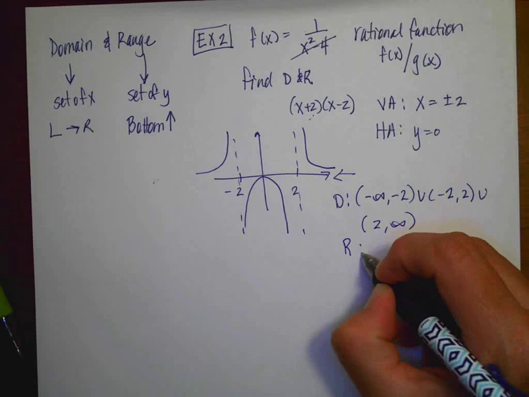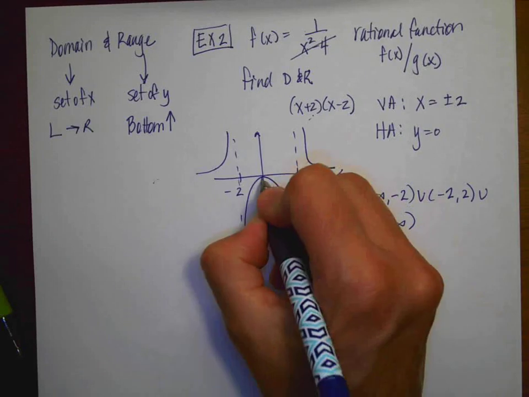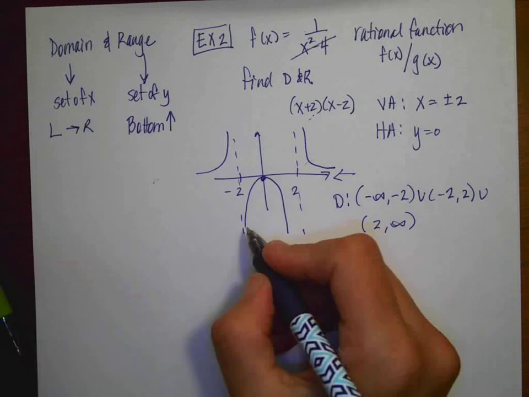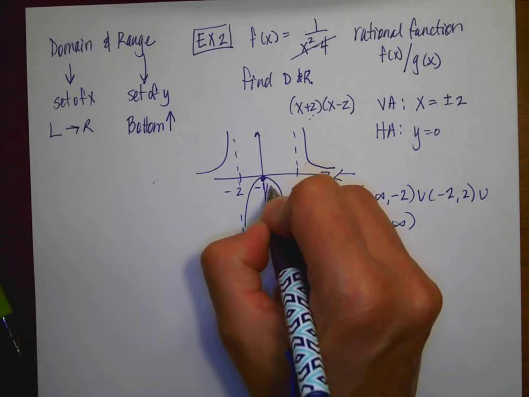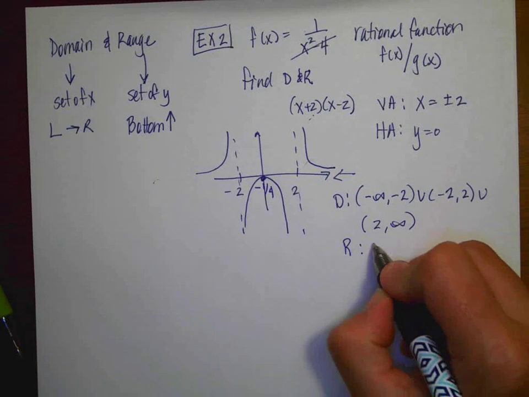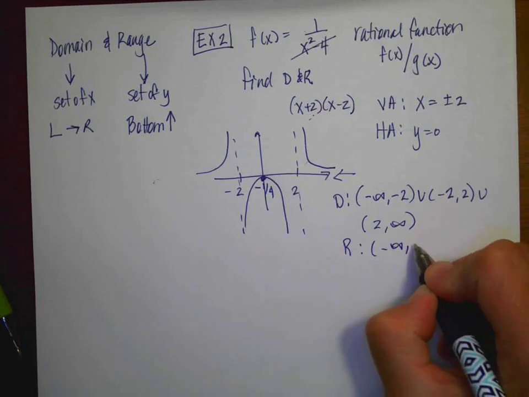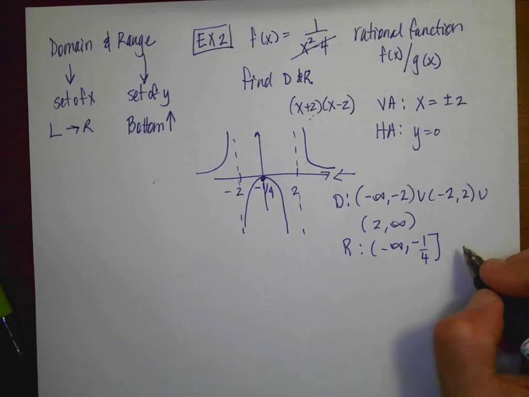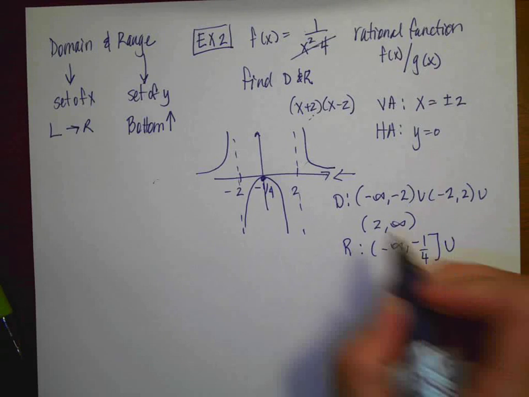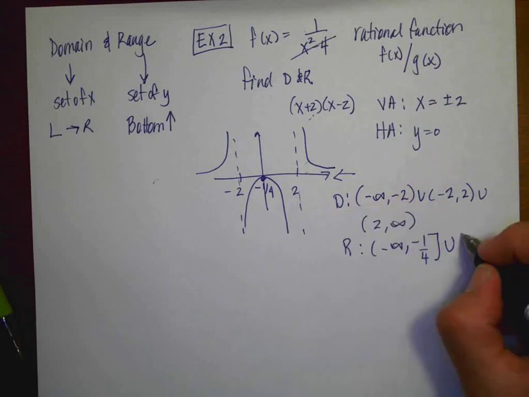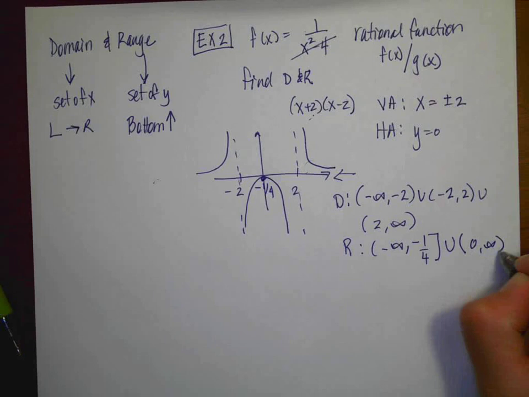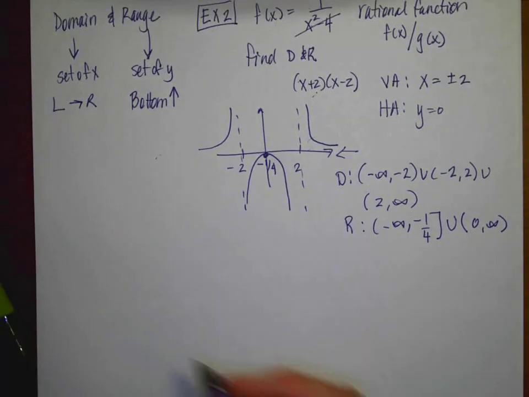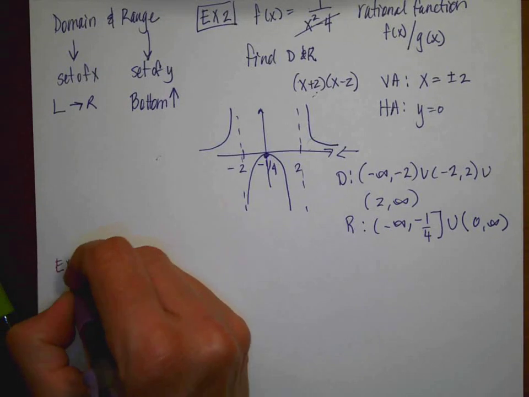And then the range, and we would actually want to find this value right here, and we could do that. But I'm just going to tell you right now that that's going to be negative 1/4. So my range is going to go from the bottom, negative infinity, to negative 1/4, and that value is included. And then it's going to start again on the other side of the horizontal asymptote, and it's going to go from 0 to positive infinity. Alrighty? Let's do another one with domain and range.